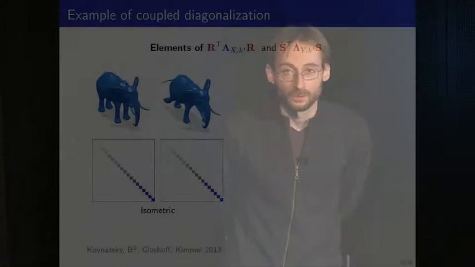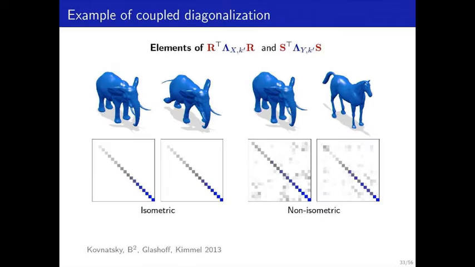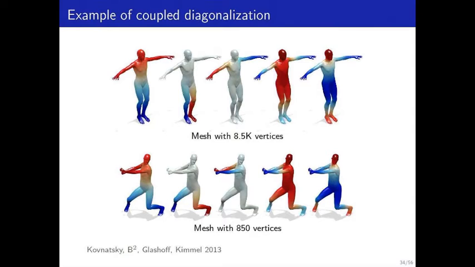Let me show you what these off-diagonal terms look like. For isometric shapes, the matrix is almost ideally diagonal. With this projector, you cannot even see off-diagonal elements. With non-isometric shapes, of course, there are some off-diagonal elements, but they are small, and overall this is a diagonally dominant matrix. And this is an example of how the coupled bases look. We have two different meshes with near-isometric deformations, and here we also subsampled the mesh 10 times, so we get less than 1,000 vertices. You can see that the functions look very similar to each other.